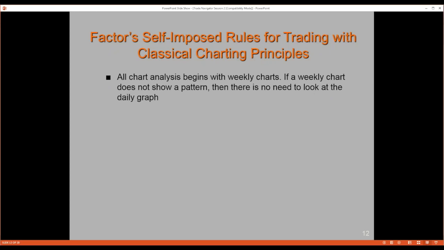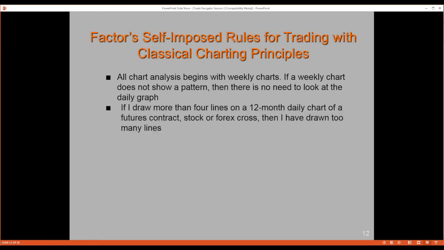Now, it just so happens, and I don't know why, that generally speaking, if a chart pattern is not at least 10, 12, 14 weeks in duration on a daily chart, it normally will not show up on a weekly chart as something that I can recognize. If I draw more than 4 lines on a 12-month daily chart of a futures, stock, or Forex cross, chances are I've drawn too many lines.